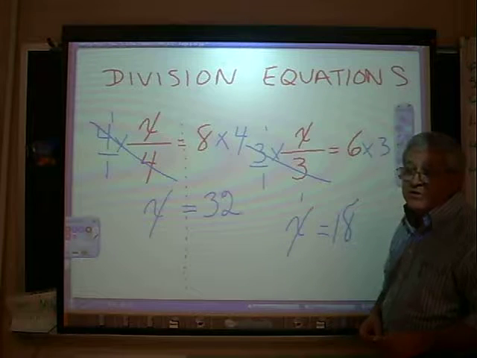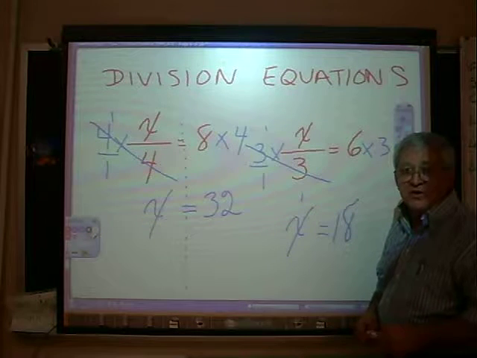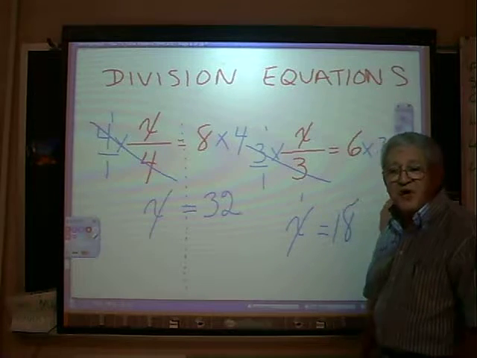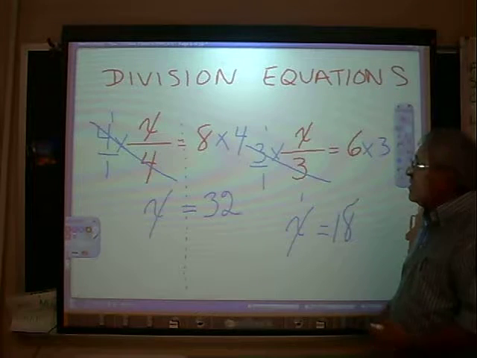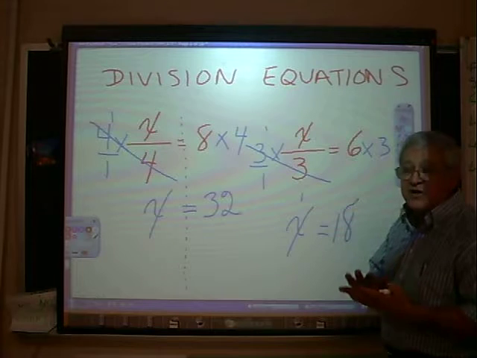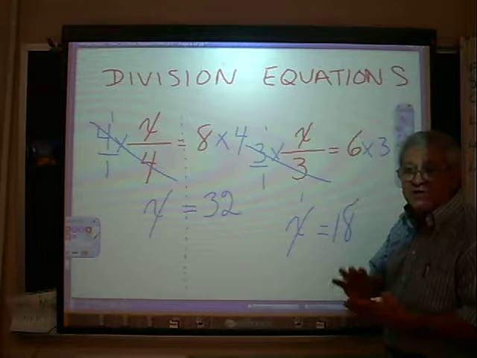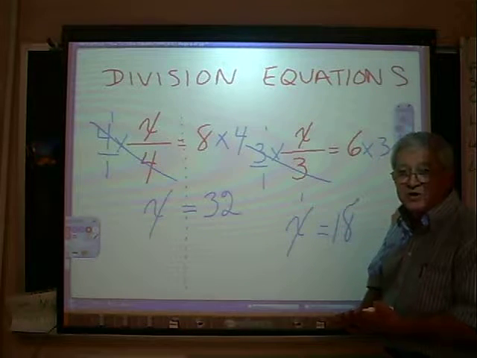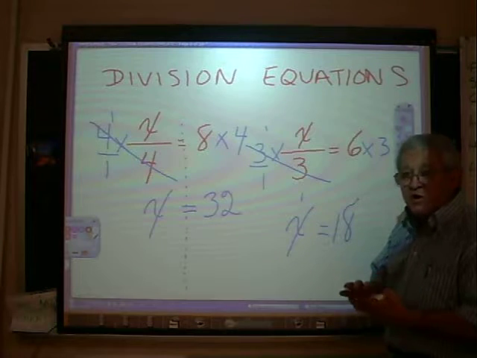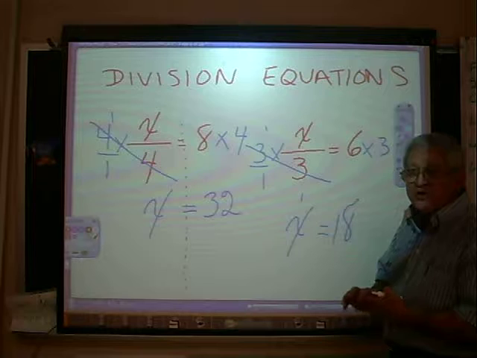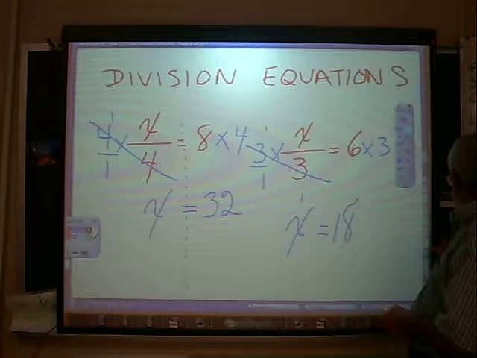So now, basically, that's all there is to multiplication and division equations. You solve multiplication equations by dividing. You solve division equations by multiplying. Now next, these are the basic 4 things, the add, subtract, multiply, divide equations, which you solve with opposite operations. The next kind of equation that we run into is a 2-step equation.